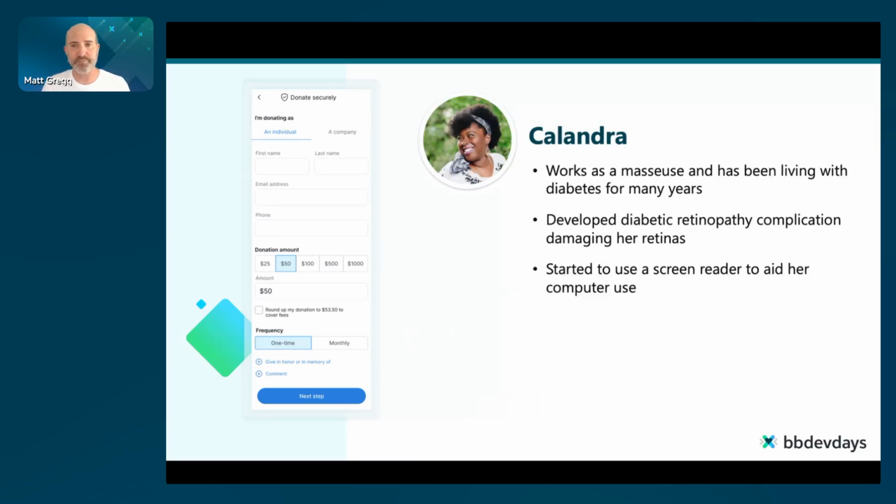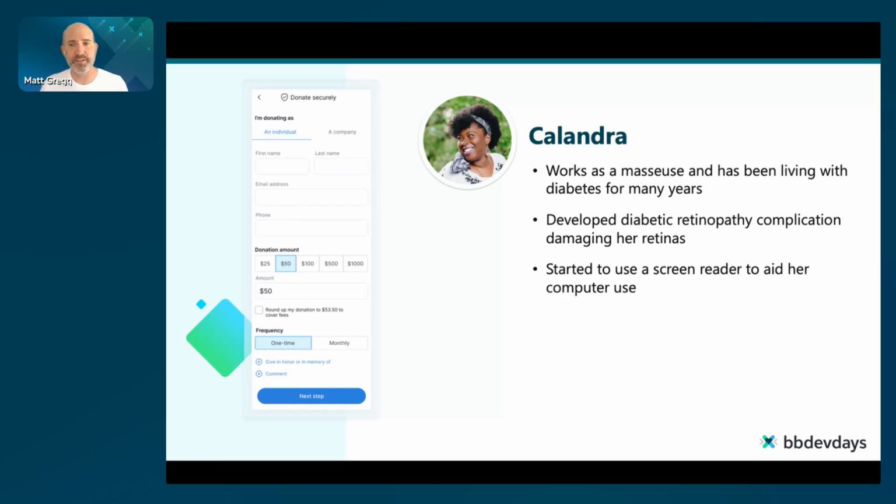Then there's Calandra. She's a masseuse and has been living with diabetes for many years. Recently, she's developed some diabetic retinopathy complications that has damaged her retina a little bit. So it causes her to see some spots, and has also given her some significant blurring in her vision. It's gotten to the point where she started to use a screen reader, which reads out the text on the screen to speech to really aid her. So she can see the shapes and colors on the screen, but she can also hear it at the same time. It really helps her understand pages much better.